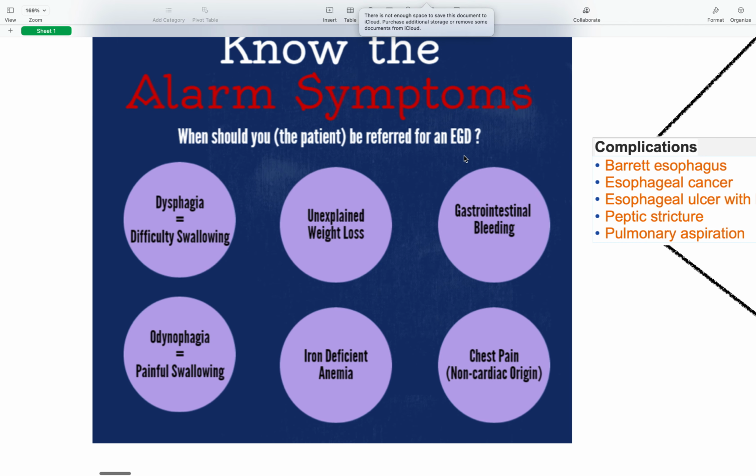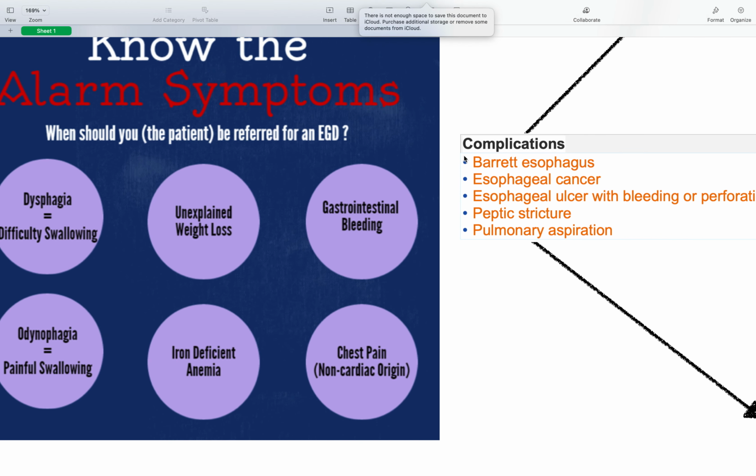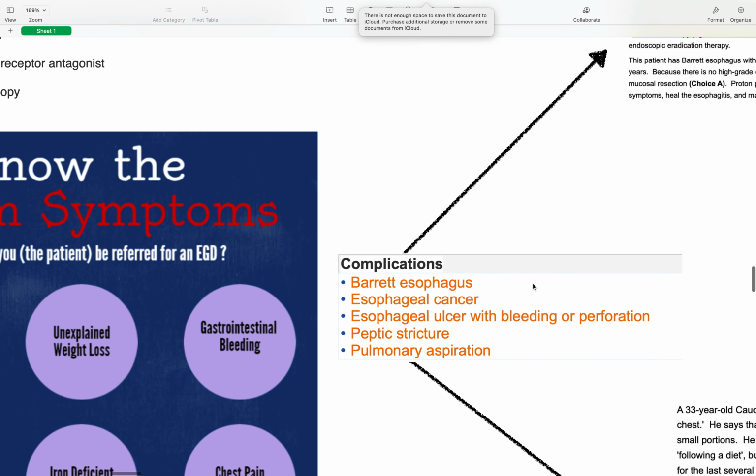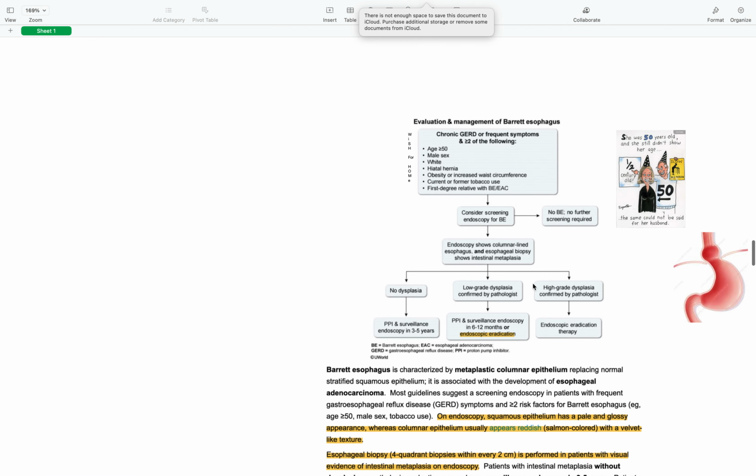So what are the complications associated with GERD? One is Barrett's esophagus. Actually, Barrett's esophagus may progress to esophageal cancer. Others are esophageal ulcer with bleeding or perforation, a peptic stricture, or pulmonary aspiration. Okay, so let's solve a question related to complications of GERD.